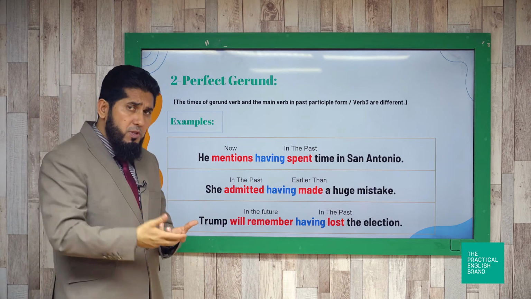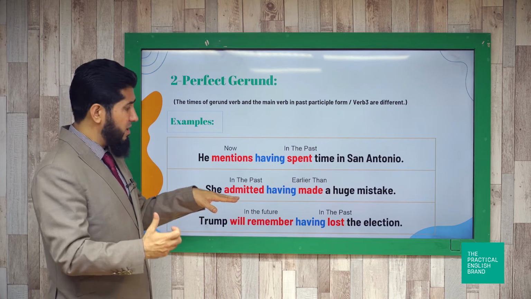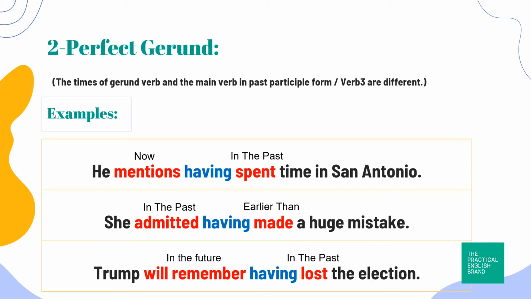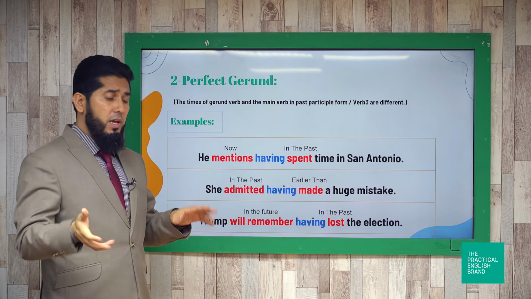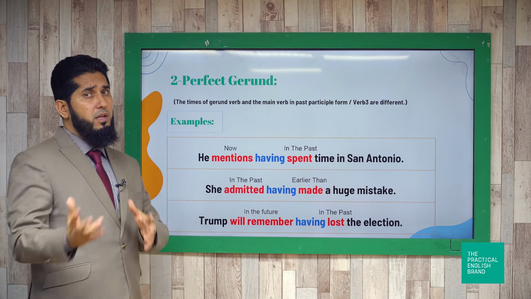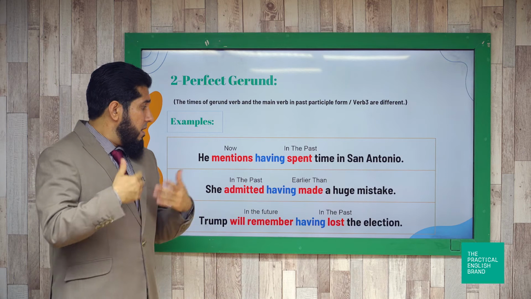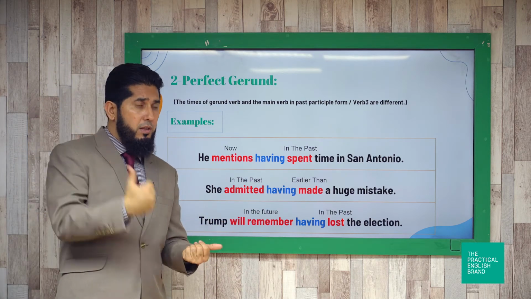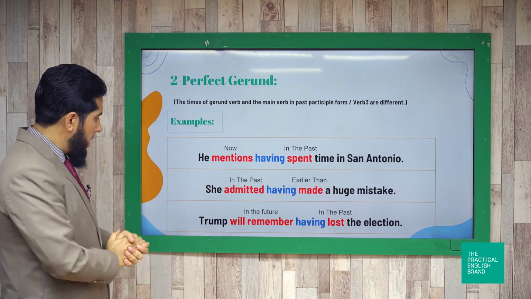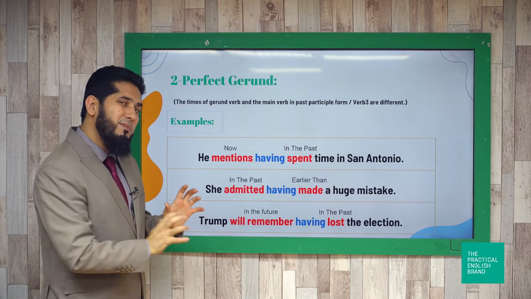In this case, it shows the past remark of a past action, like she admitted, that is the past remark of an action that happened earlier than that, having made a huge mistake. Like she made a huge mistake first, and after that she admitted it. But the times are different. So admitted in the past, but having made, the mistake, was earlier than admitting. I hope it's clear now. Now look at the third example, which says Trump will remember having lost the election. Again, the times are different.